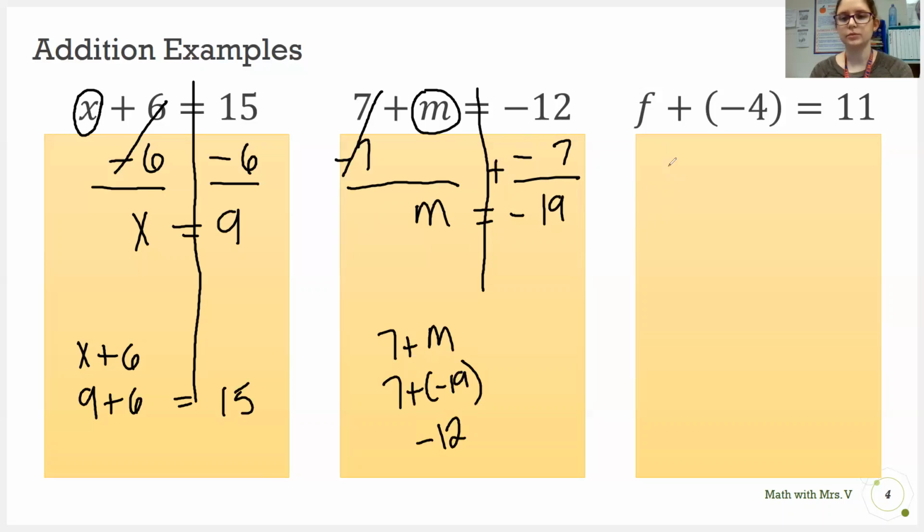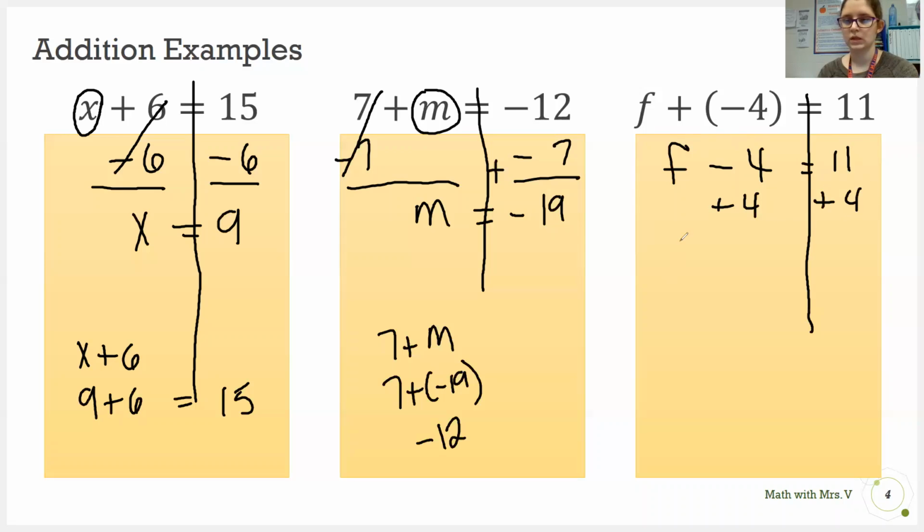Our last addition example, so we have f plus negative 4. Okay, so the opposite of addition is subtraction, but we also want the opposite of a negative 4. So this is actually easier to think about as f minus 4. So a little bit of an introduction to our subtraction. So the opposite of subtraction is addition. The positive and the negative of the same number make a 0, so we're left with just f equals 15. Okay, so those are our addition examples.